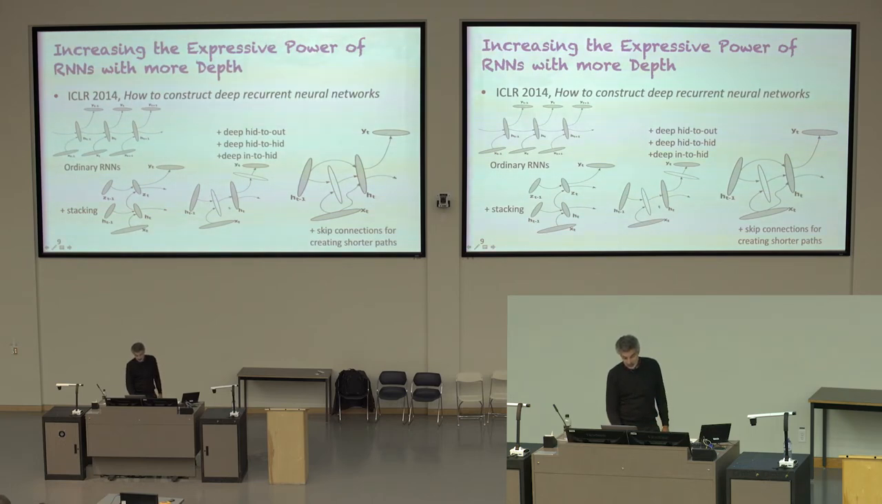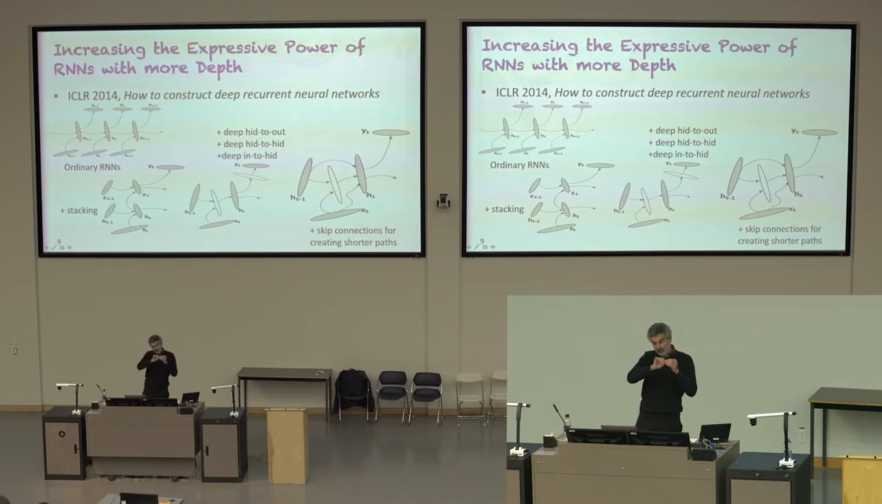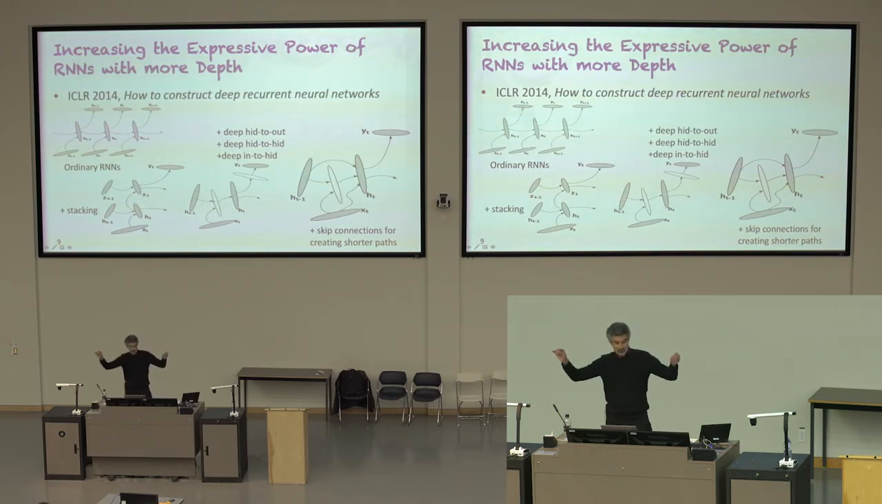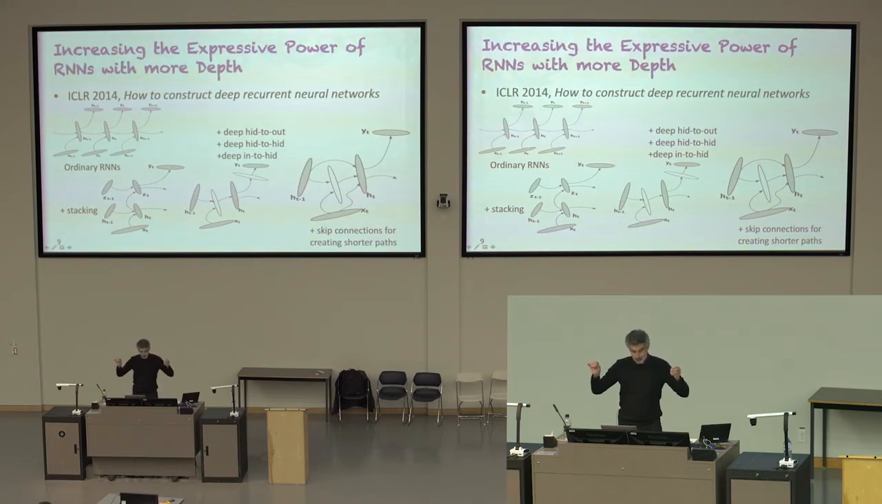The only problem with this is it makes the length of the paths from the beginning of the sequence to the end of the sequence longer, which could help the expressive power, but can also hurt with the long-term dependencies issue I'll tell you about later. And so what was proposed in this 2014 paper is to introduce skip connections. We'll come back to skip connections that allow shortcuts in the unfolded graph.